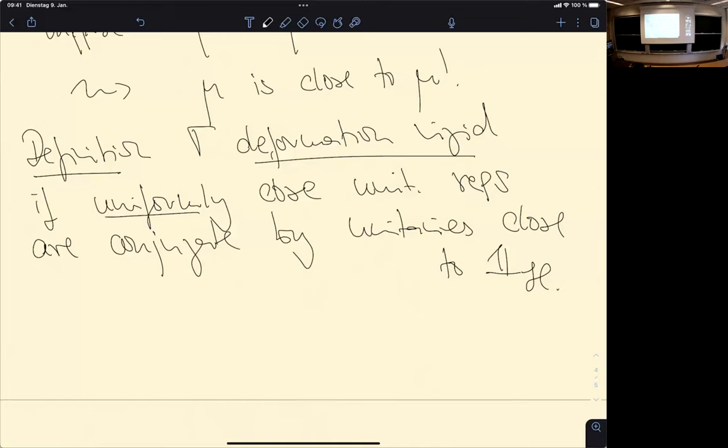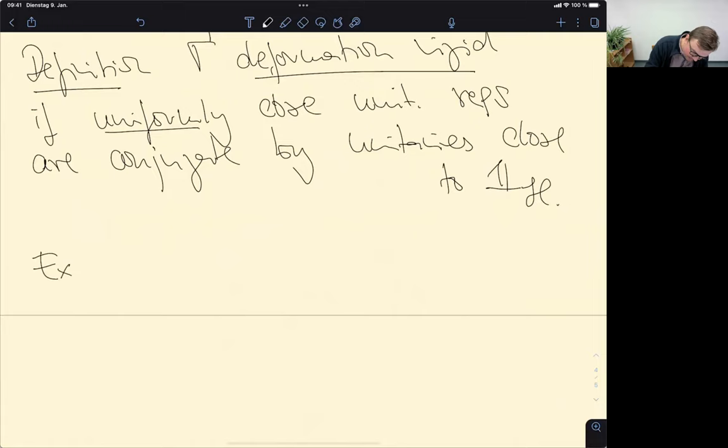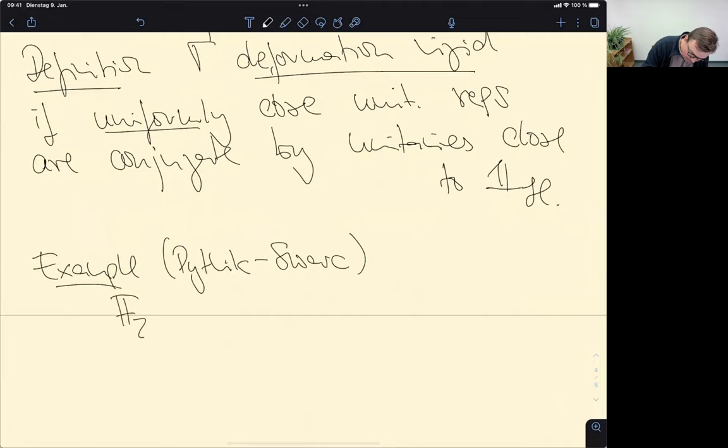Let me give you an example. If you take the group of integers, then this is deformation rigid, because if you look at two characters, they are never uniformly close to each other, since it's uniformly over the entire group. And still the unitary dual is not discrete. So having two representations uniformly close is a very, very strong requirement. Nevertheless, there are examples. A very concrete example, in fact, by Pitlick and Schwarz, shows that F2 is not deformation rigid.